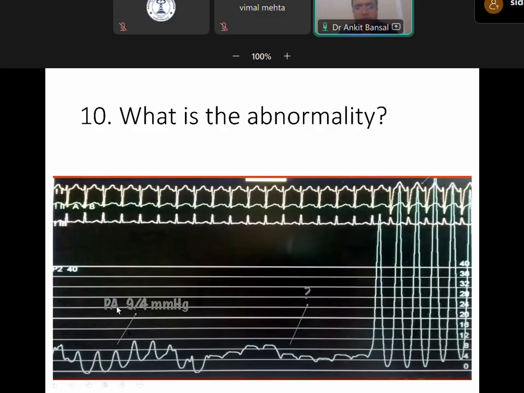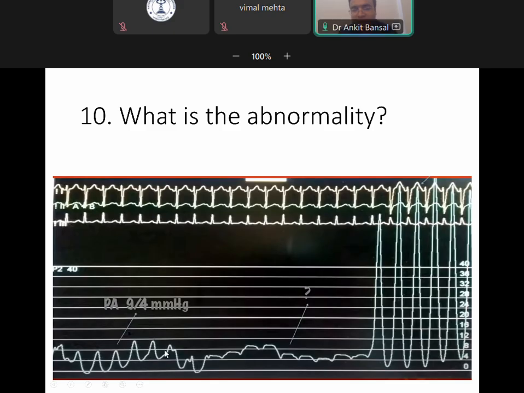pulmonary artery pressure. The pulmonary artery pressures are very low. These are only 9 by 4 millimeters of mercury. Once we are pulling the catheter, the pressures are going down even further. Here the pressures are in the range of 4 millimeters of mercury. And then pressures are suddenly going up. So you are correct. This is a case of severe pulmonary stenosis.